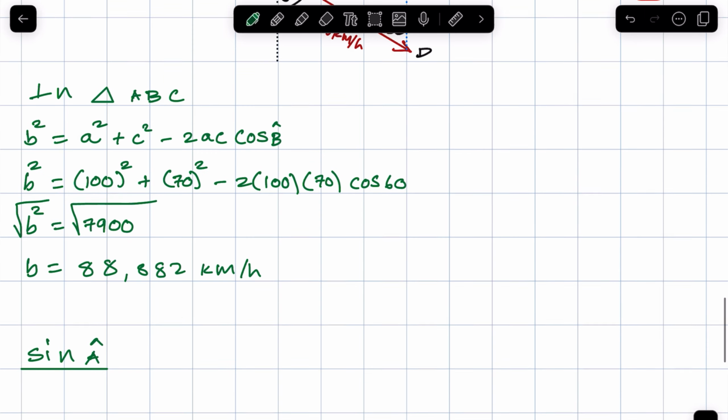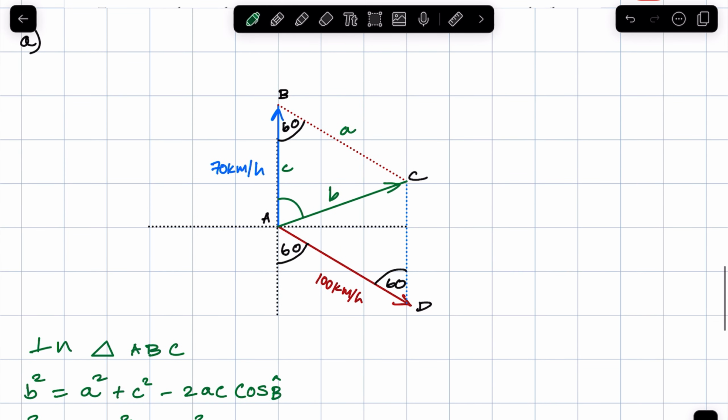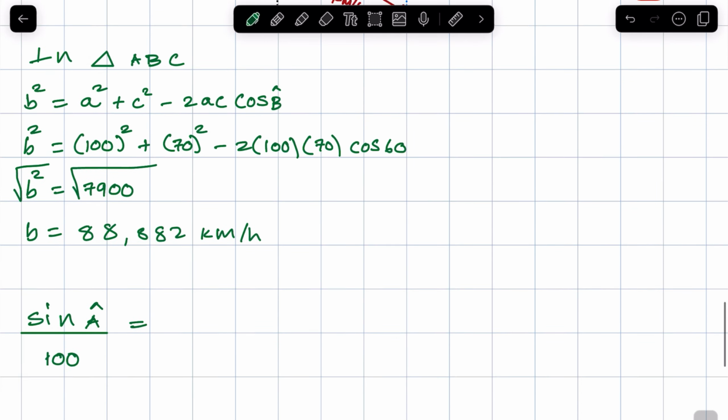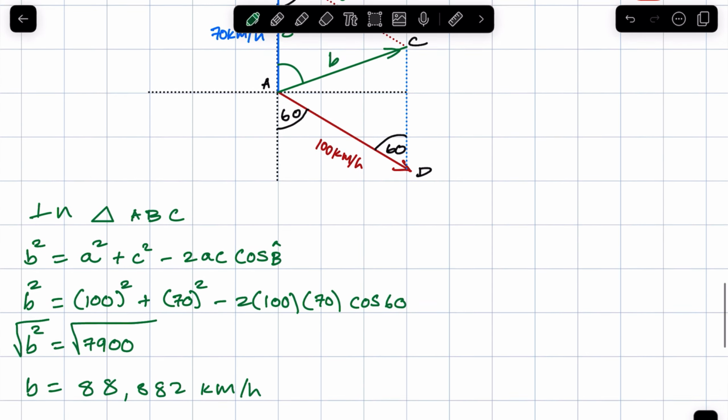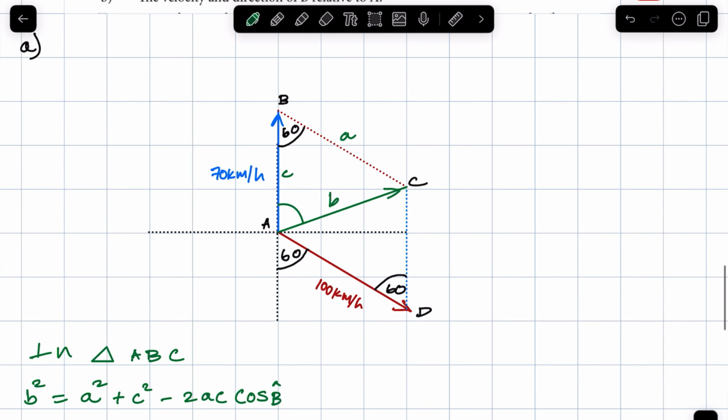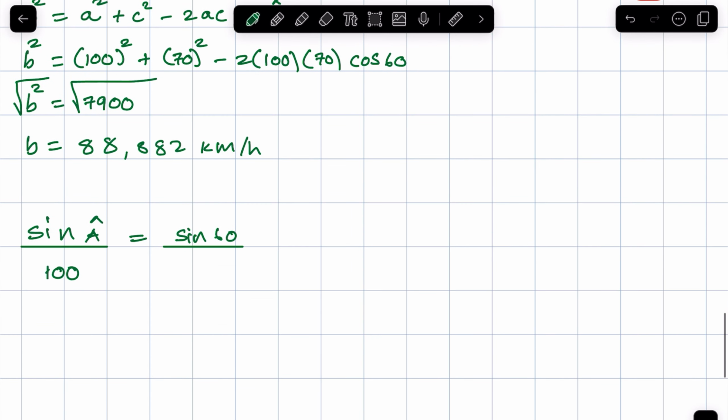So sine A over 100 is going to be equal to the angle that you have, which is sine 60, over the small b, which is 88.882.